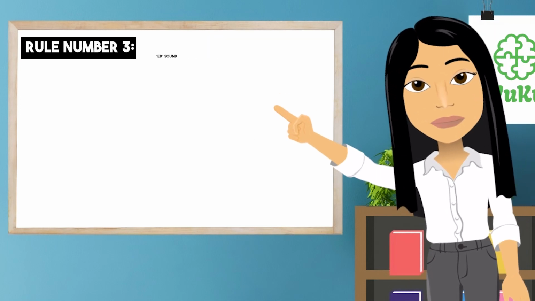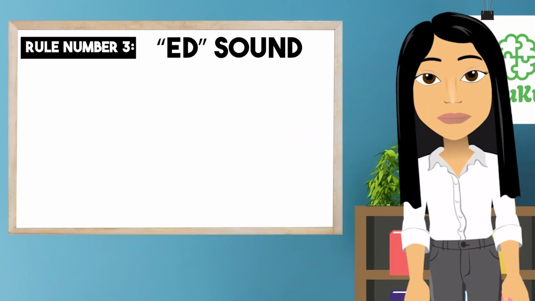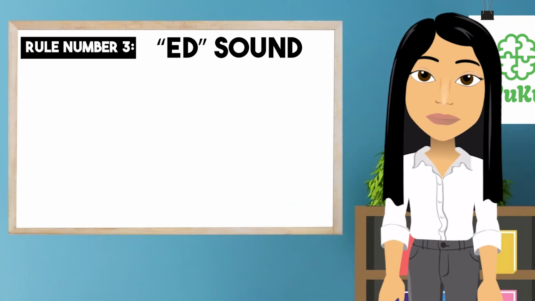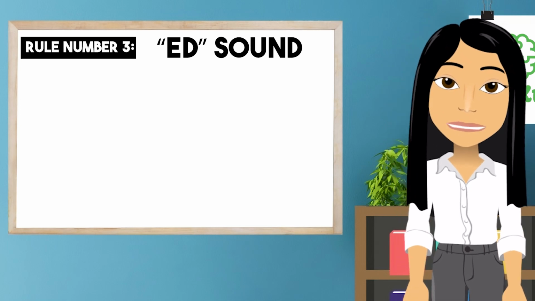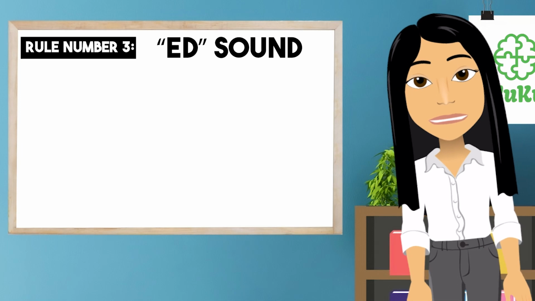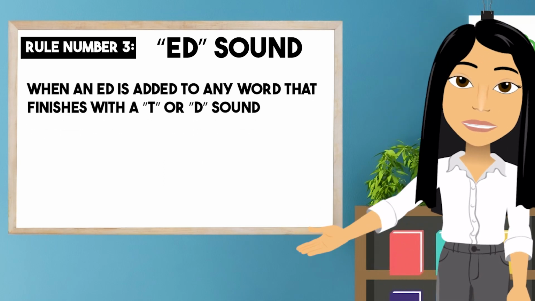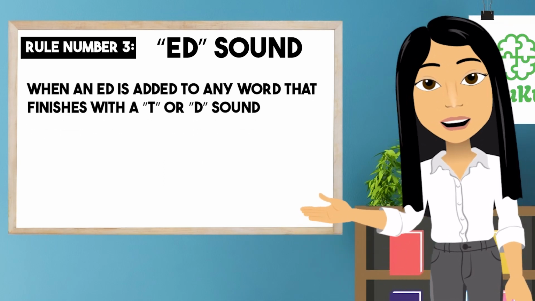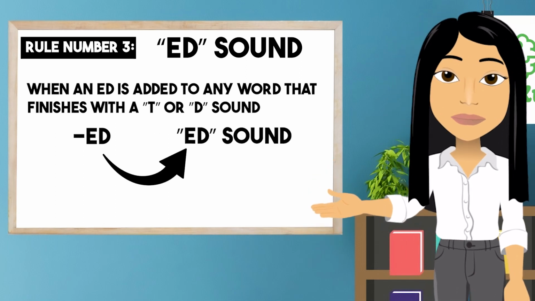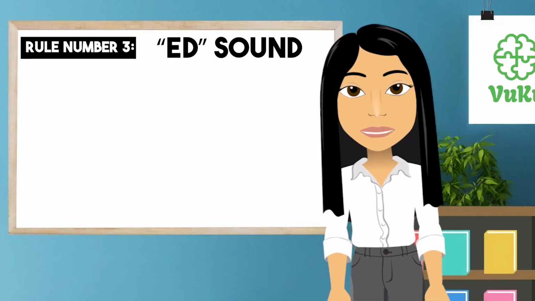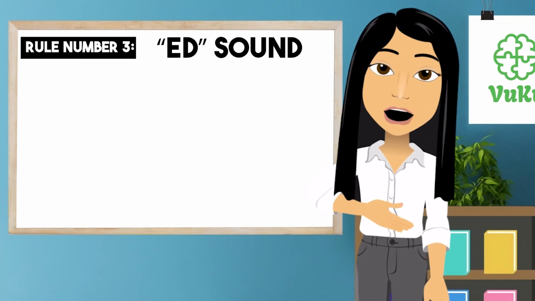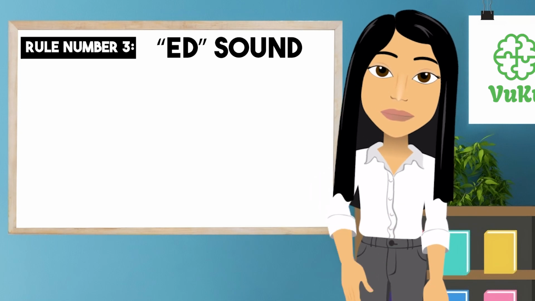Rule number 3, D sound. Ready for the third pronunciation of ed? Yes, there's more. Before you panic, let me assure you that this is the easiest category when learning how to pronounce words ending in ed. Here's the rule. When an ed is added to a word that finishes with a voiced sound, that final ed will sound like D. That's it. Let's try just a few so that you're comfortable with these words. Again, check the video to hear the correct pronunciation.